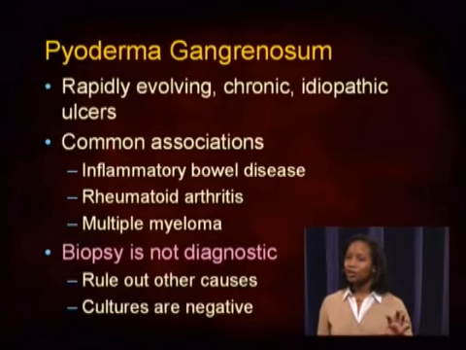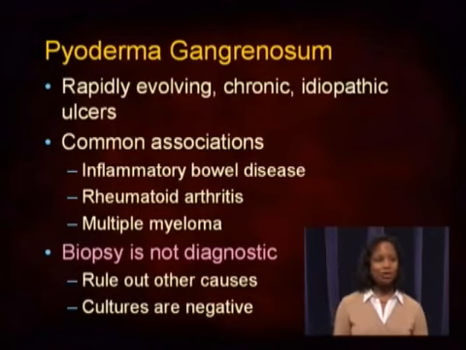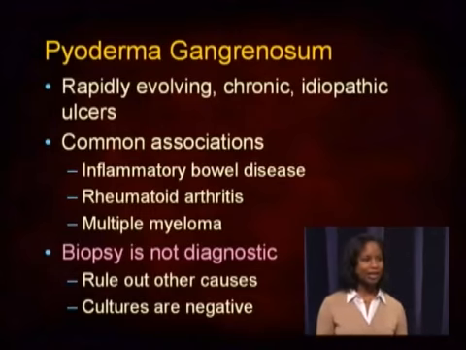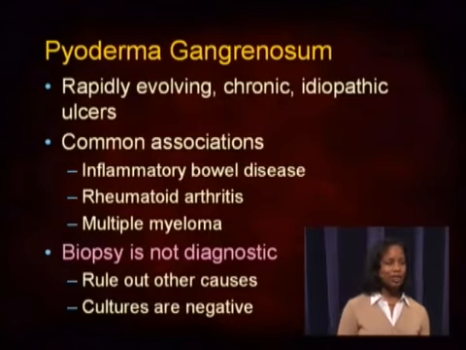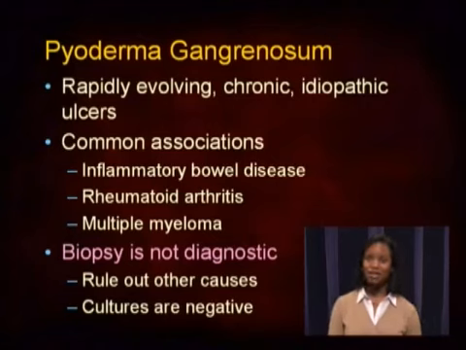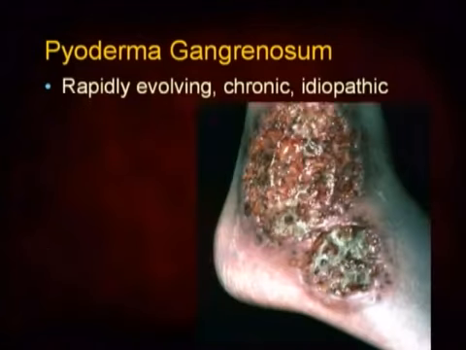What you have to look for is classic features of the ulcer, and we'll go over some of those in just a second. And also look out for those negative cultures, and look in the patient's past medical history for any of those associated conditions like inflammatory bowel disease.